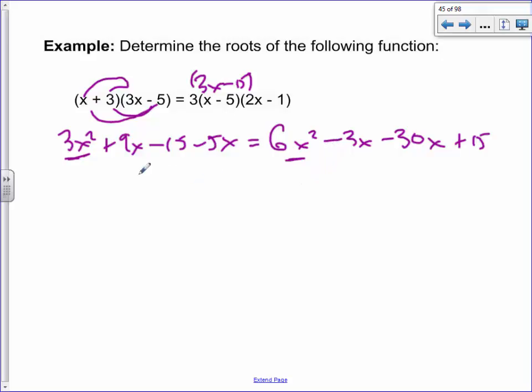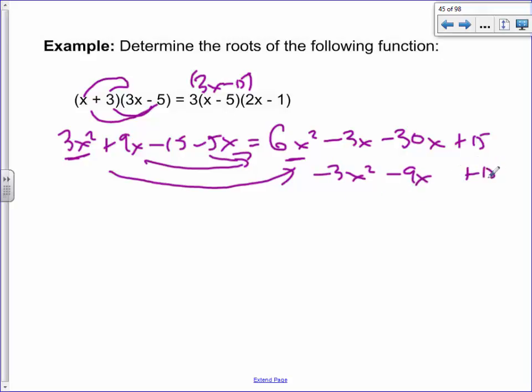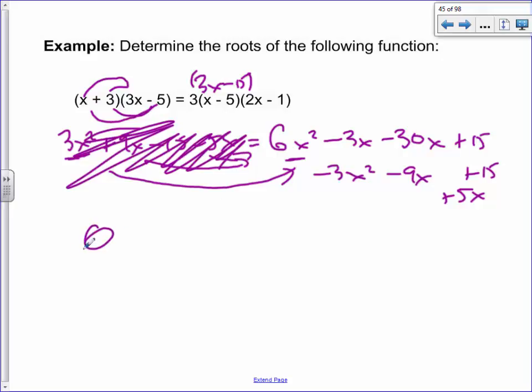So my personal preference would bring these ones this way, because I can see that the 6 minus the 3 will give me a positive number. If I brought the 6 the other way, it gives me a negative leading coefficient. It's still solvable, it's just my preference. So I'm going to bring all of these terms that way. I need to subtract 3x squared, subtract 9x, add 15, and add 5x, because then all of that stuff's now 0.